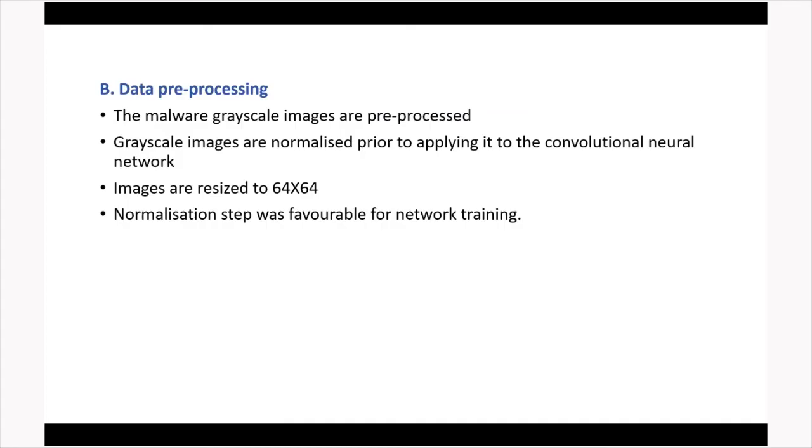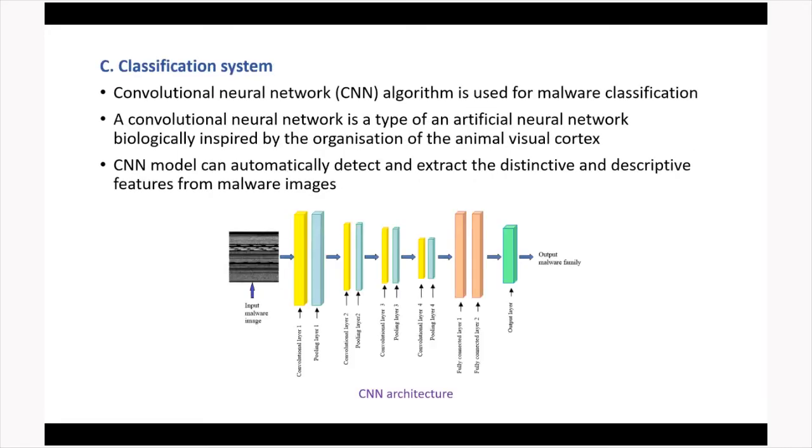Data pre-processing. The malware grayscale images are pre-processed. Grayscale images are normalized prior to applying them to the convolutional neural network. Images are resized to 64 by 64. The normalization step was favorable for network training. Classification system. Convolutional neural network algorithm is used for malware classification. A convolutional neural network is a type of artificial neural network biologically inspired by the organization of the animal visual cortex. The CNN model can automatically detect and extract the distinctive and descriptive features from the malware images.